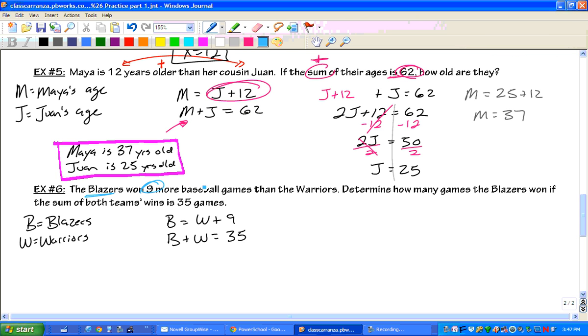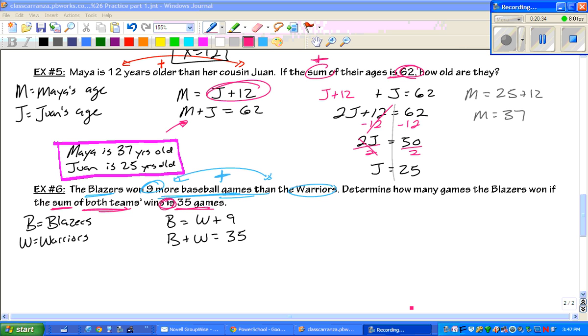So the Blazers won 9 more than the Warriors, okay? More than, and then we have to switch the order. Okay, that's one sentence. The sum of both teams is 35. Okay, so that's where the second equation comes from. Now, go ahead and solve it, and then the answers will be up in just a second.